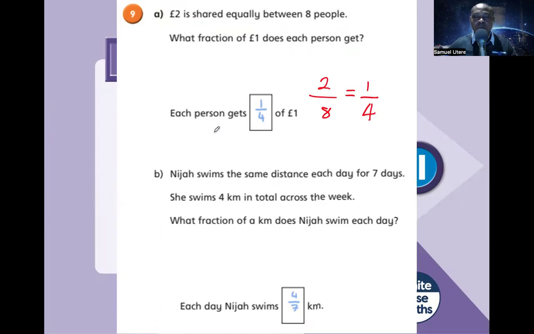Next, Nija swims the same distance each day for 7 days. She swims 4 kilometers in total across the week. What fraction of a kilometer does Nija swim each day? Again, we divide the total distance by the number of days, 4/7.